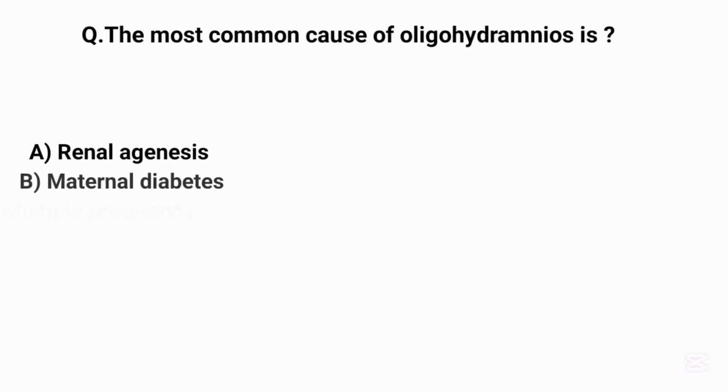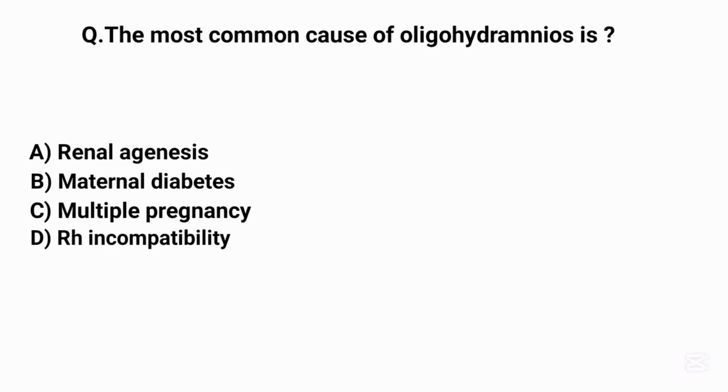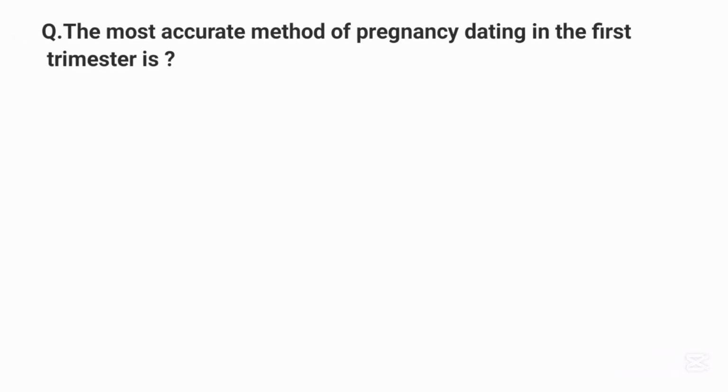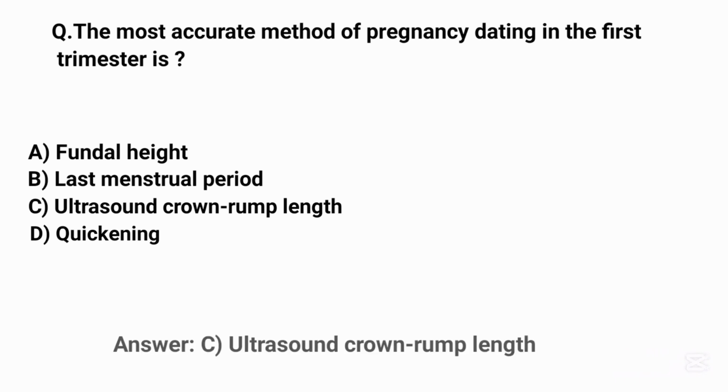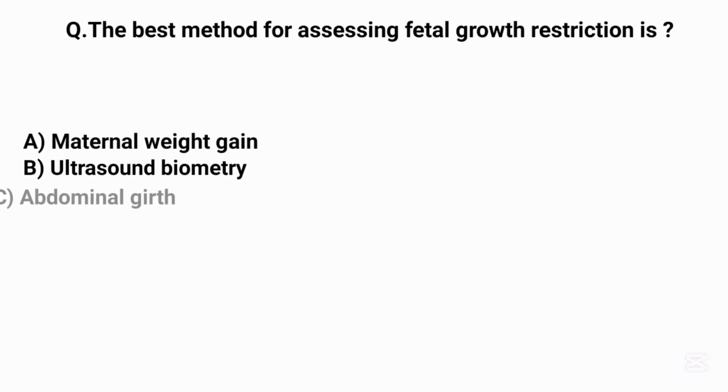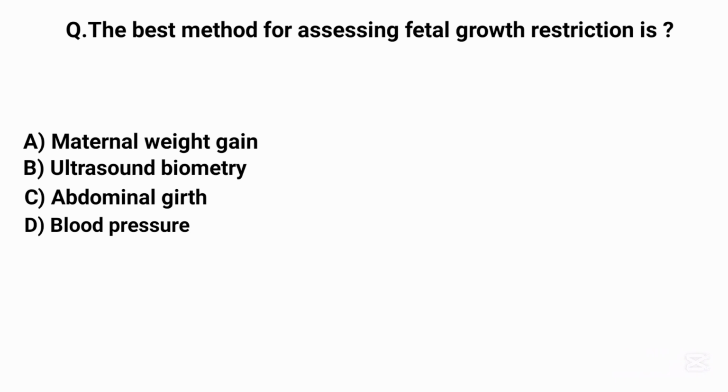The most common cause of oligohydramnios is. Correct answer is option A, renal agenesis. The most accurate method of pregnancy dating in the first trimester is. Correct answer is option C, ultrasound crown rump length. The best method for assessing fetal growth restriction is. Correct answer is option B, ultrasound biometry.